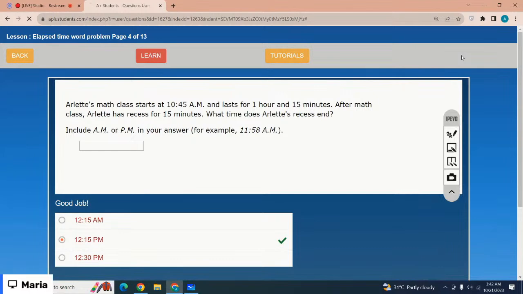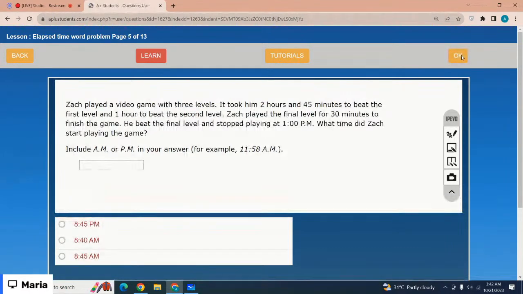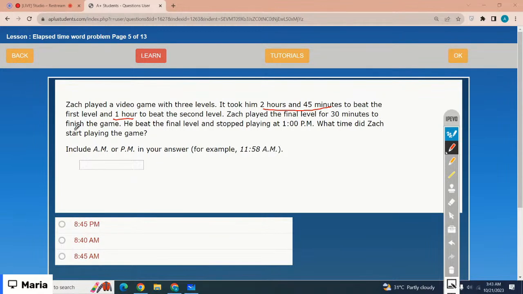Okay, the next one is, Zach played a video game with 3 levels. It took 2 hours 45 minutes to beat the first level, 1 hour to beat the second level, and 30 minutes to finish the game. He beat the final level and stopped playing at 1 p.m.